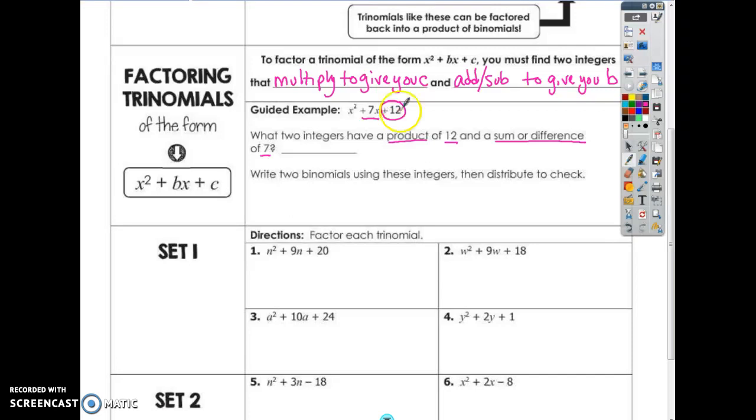So we can think of the factors of 12 first, right? You guys are thinking 2 times 6 give you 12, right? What else? 1 times 12 gives you 12. 3 times 4 gives you 12, right? Those are my factors of 12. Which one of those gives you a sum or a difference of 7? That means when I add them or when I subtract them, which one gives me 7?